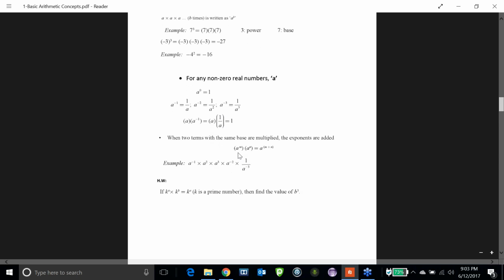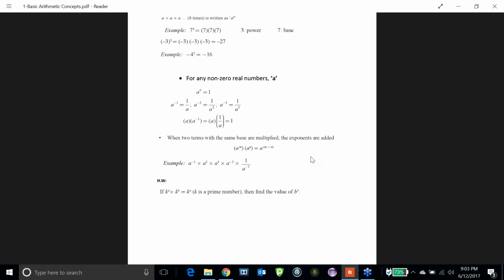In the same way, there is one more formula called a to the power of m into a to the power of n is equal to a to the power of m plus n. When both the bases are the same, when you multiply them, you need to add the powers. This one I will explain with an example, and I will show you on the board.